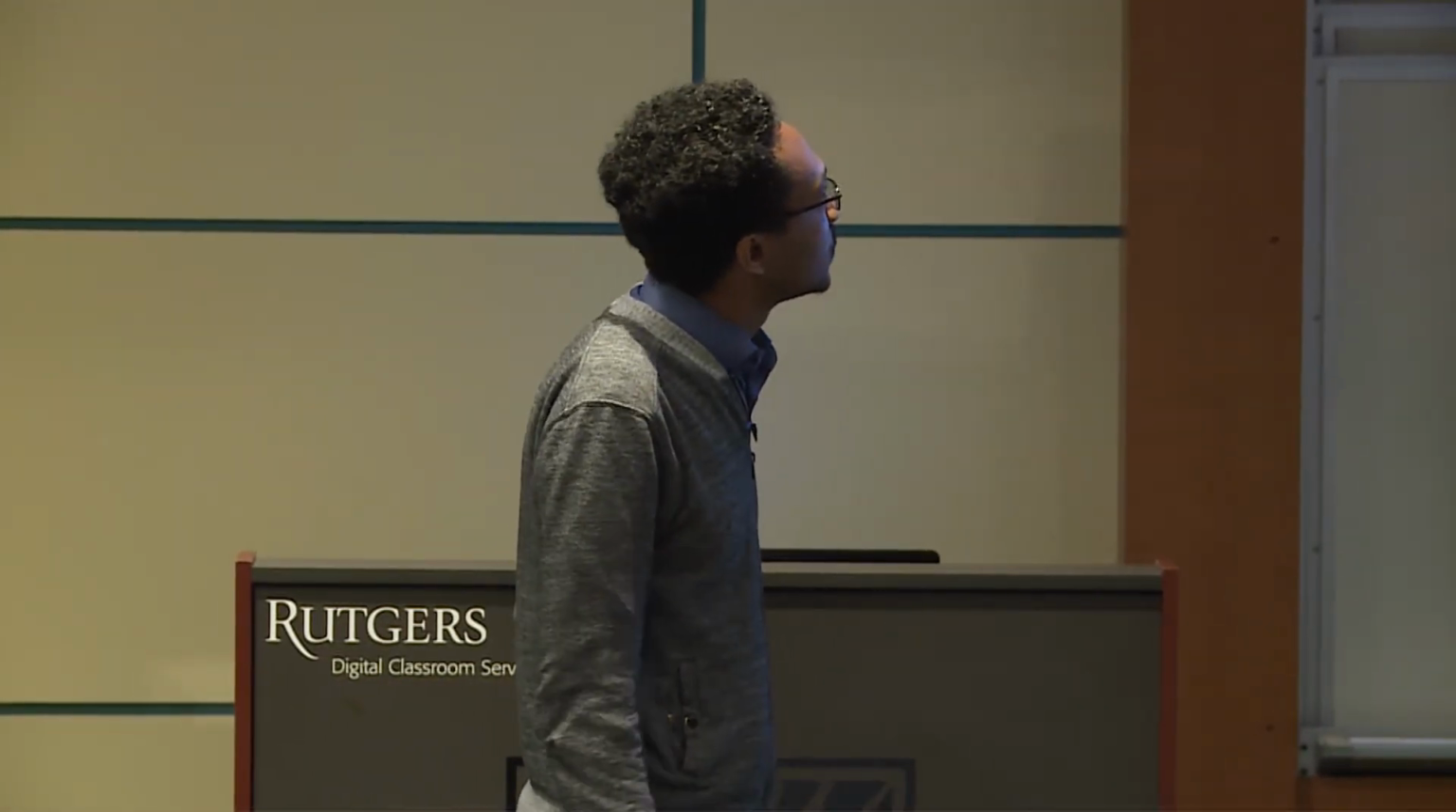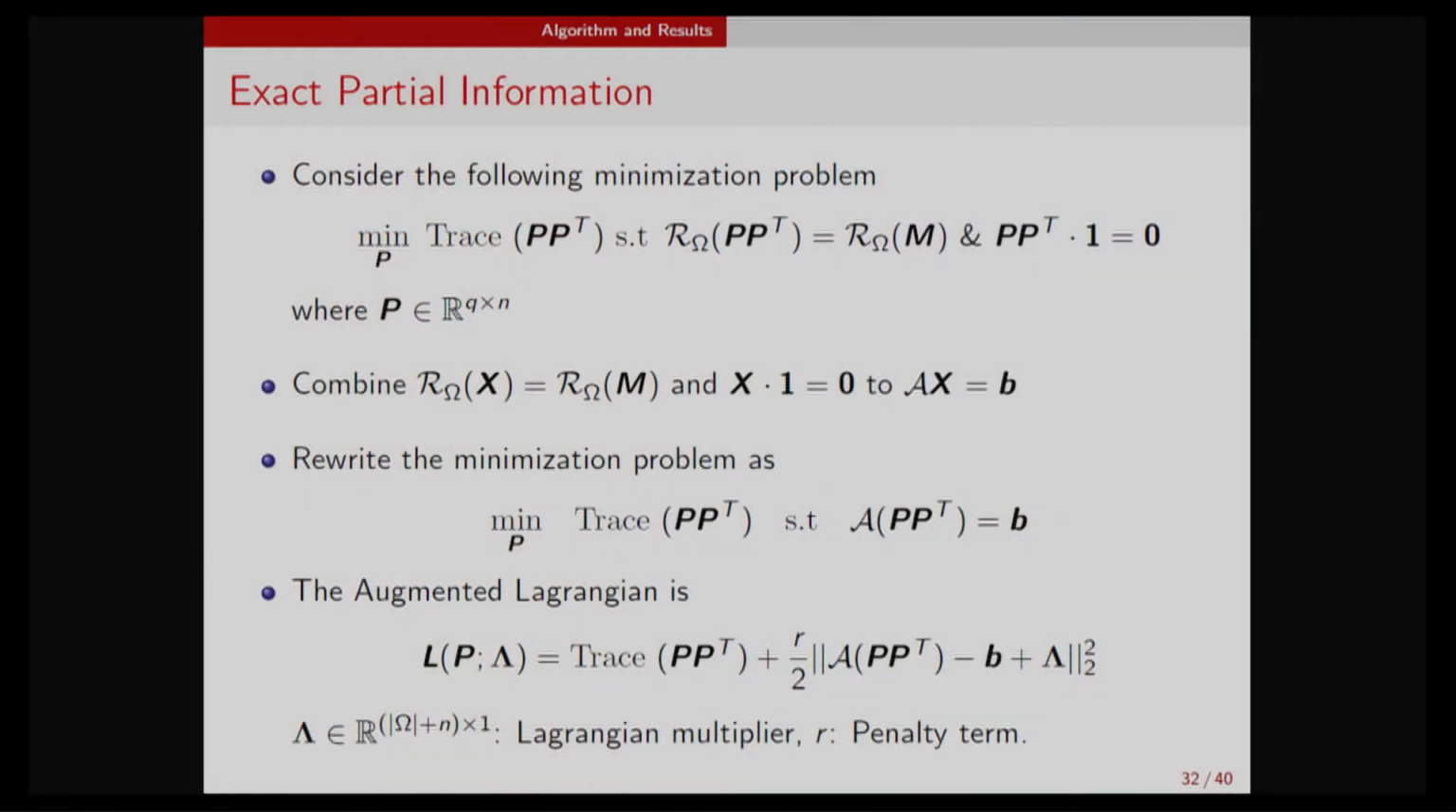Yeah, thanks. So we consider two cases for the algorithm. The first case is exact partial information. We factor the Gram matrix into PP transpose. Here we don't assume that we know the embedding dimension, which is why I put Q here. With that, I consider the constraint, which tells me the information I have, and this centroid-at-origin assumption into a linear operator. So basically, I have AX equal to B. So I consider this problem.